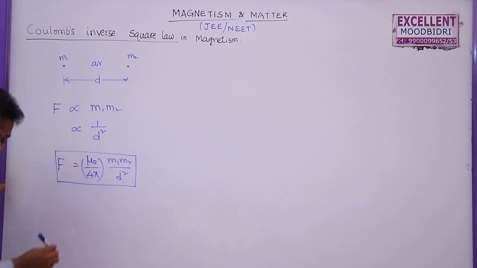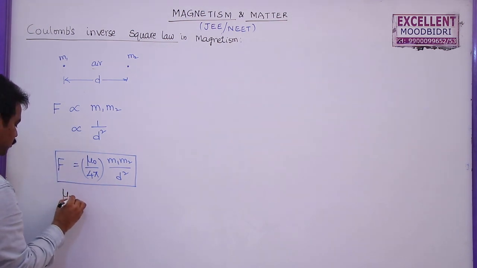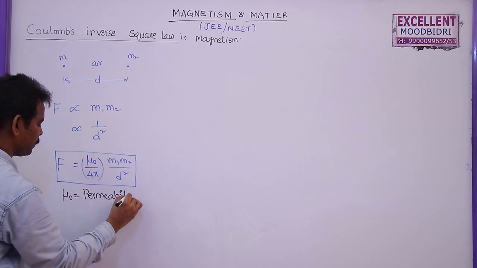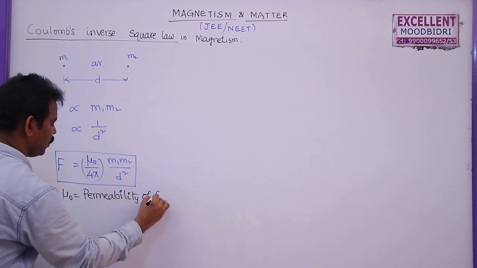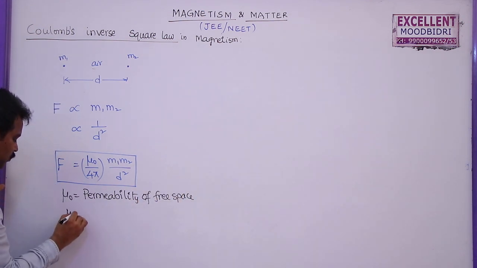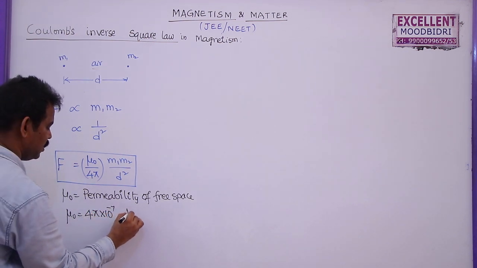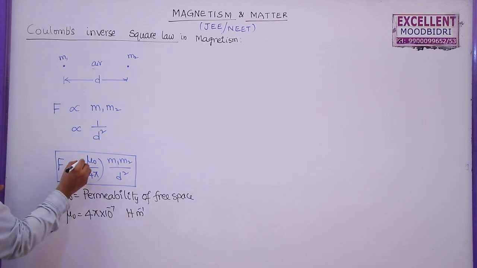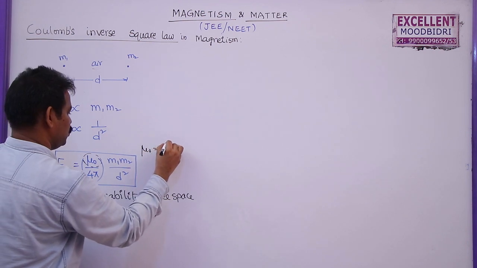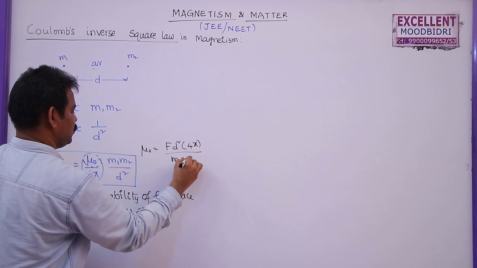So here mu naught is known as the permeability of air or free space, that is, the permeability of free space, vacuum or air. Generally the mu naught value for free space is equal to 4 pi into 10 power minus 7 Henry per meter, or if you want to write in terms of this, you can write mu naught is equal to F d square into 4 pi by M1 into M2.